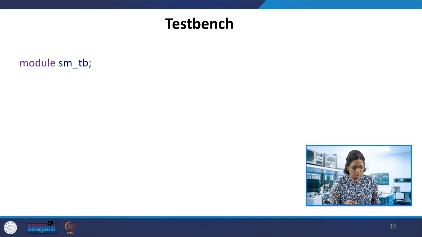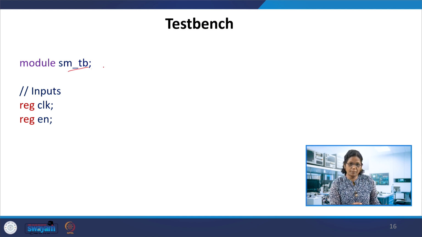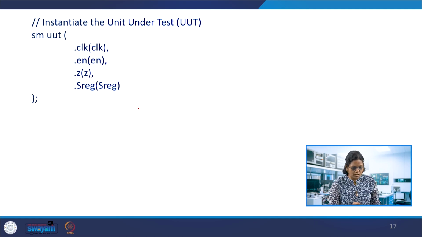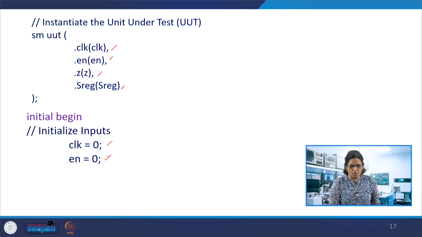You get into the test bench, where SM, that is TB, is the module name you have given. The test bench inputs are clock and enable. Also, output Z and S reg are taken as the output. The next step is to instantiate the module in the test bench. So we had this clock, enable, Z and S reg. From this initial begin, initialize clock 0 and enable 0.